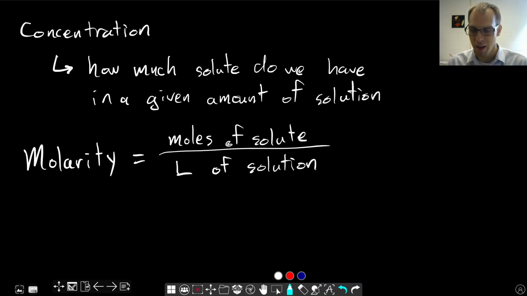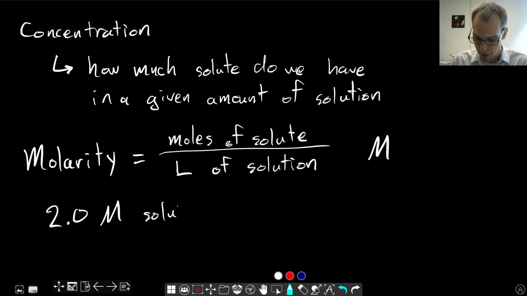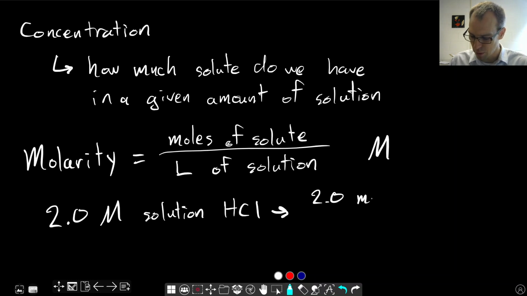Let's talk a little more about what this looks like in practice. Molarity is written with the unit of just a capital M, often italicized. So you could say that you have a 2.0 molar solution of a given solute. Let's say this is a 2 molar solution of hydrochloric acid, HCl. What that means is that we have 2.0 moles of HCl in every 1 liter of solution.